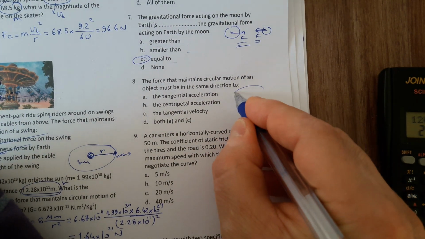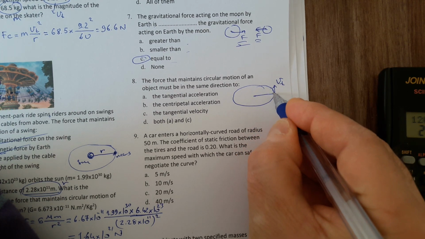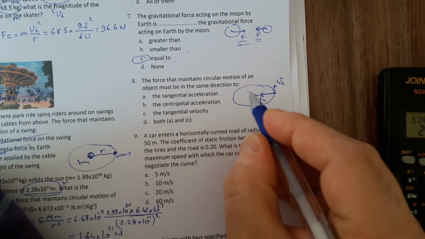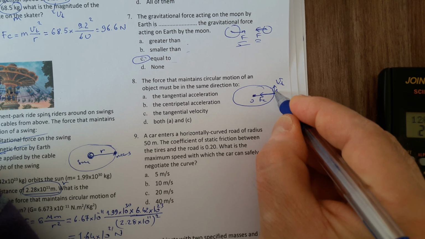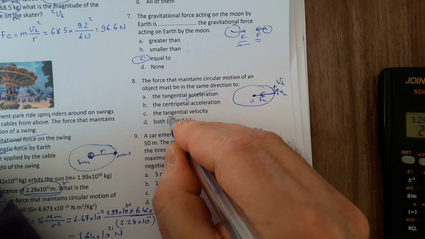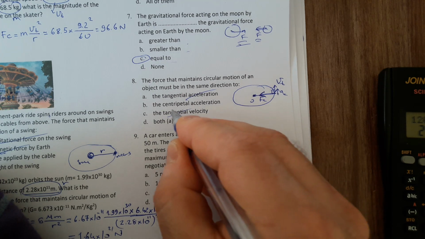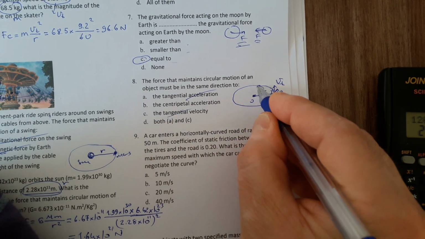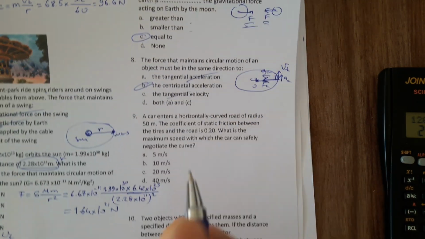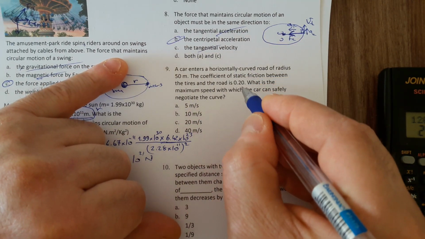And the force that maintains circular motion of an object must be in the same direction too. Okay, we know that if an object is moving on a circular path, then there must be a force which always points to the center of the circle, which is known as the centripetal force. It must be in the same direction as the tangential acceleration. Tangential acceleration, as we said, is tangent to the circle, so it cannot be tangential velocity. It's also tangent to the circle. It's not, because centripetal force points to the center of the circle. Centripetal acceleration, yes, correct, because centripetal acceleration is also pointing to the center of the circle. So the answer is B.